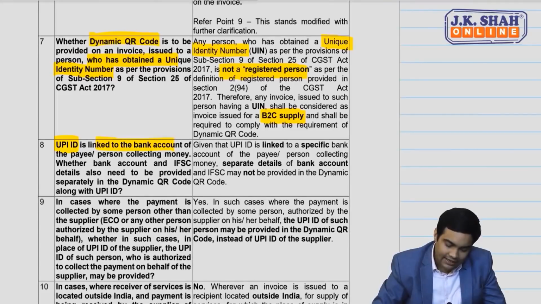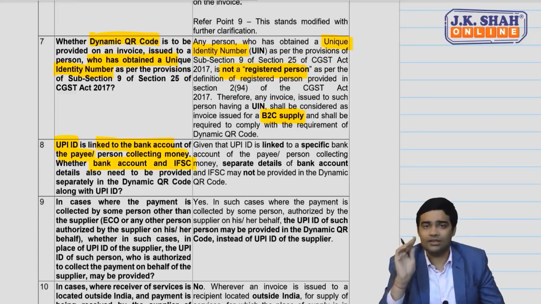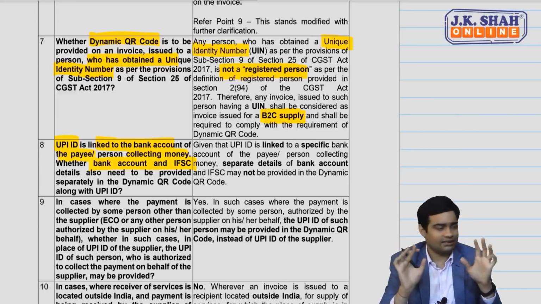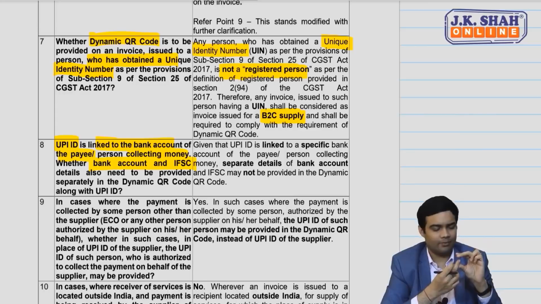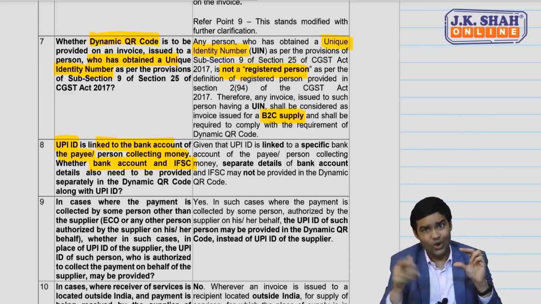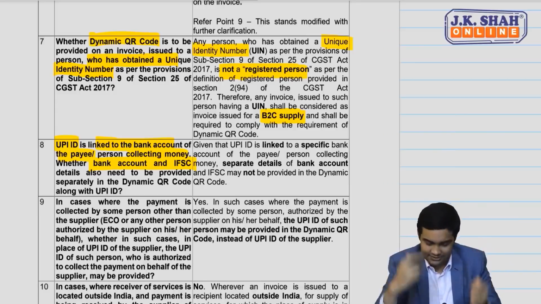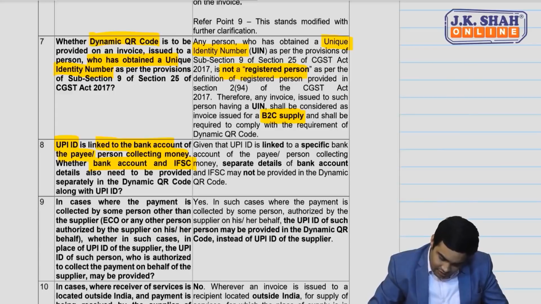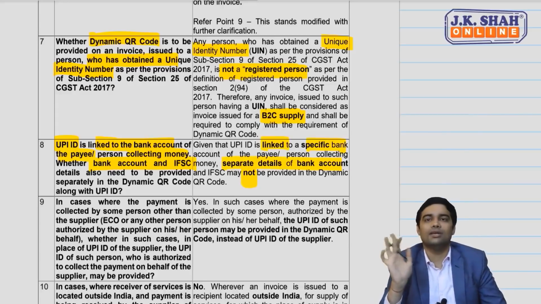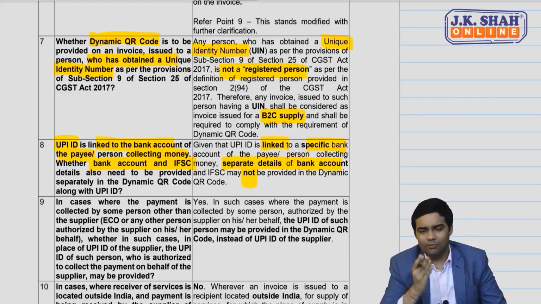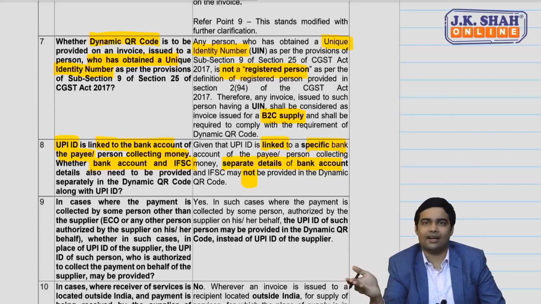Okay, sir. Now, let's see the next one. A UPI ID linked to a bank account of the payee for collecting money. Whether again the bank account and IFSC code have to be mentioned. The industry asked, the UPI ID is already there, which is anyway linked to the bank account. Do you again want me to mention the bank account? What will CBIC say? No. See this: if it is linked to a specific bank account, separate details are not required to be mentioned. Obviously, because the UPI ID is linked to the bank account.